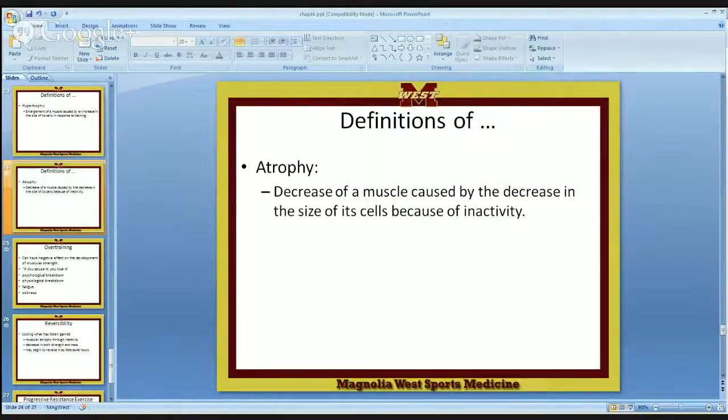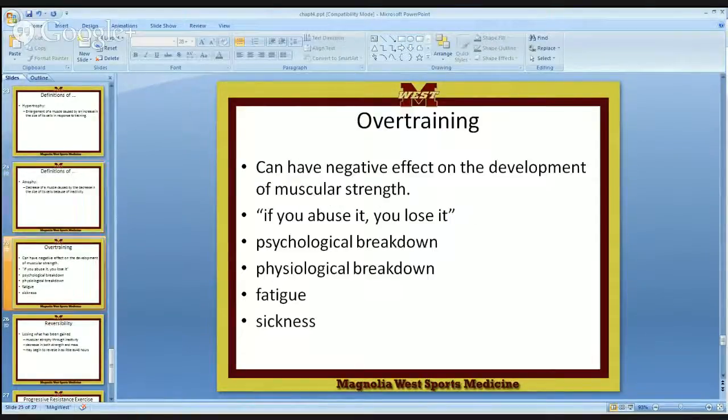Let's go to 25. Overtraining. Remember we talked about overtraining? It can cause fatigue and sickness and so forth. You need to know the symptoms of overtraining. This is an except kind of question: the following are symptoms of overtraining except. I'm not going to tell you what your options are, so you need to know those 6 bullets to get that correct.